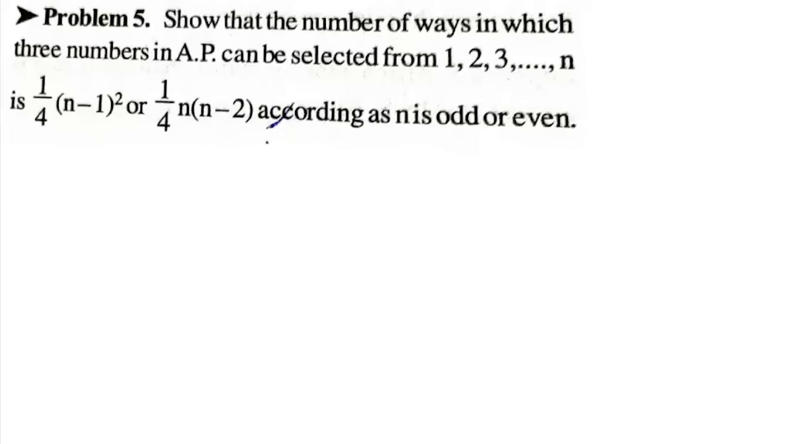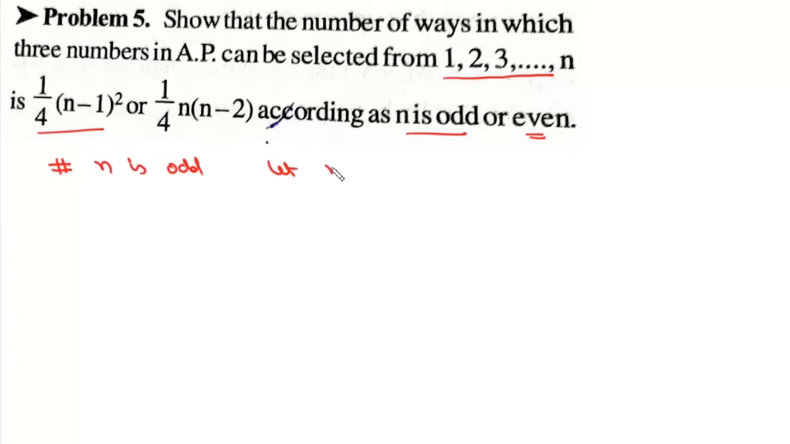Now here the question is, show that the number of ways in which 3 numbers in AP can be selected from 1, 2, 3 up to n is (n-1)^2/4 when n is odd, and it is n(n-2)/4 if n is even. Now we'll consider this first case when n is odd.